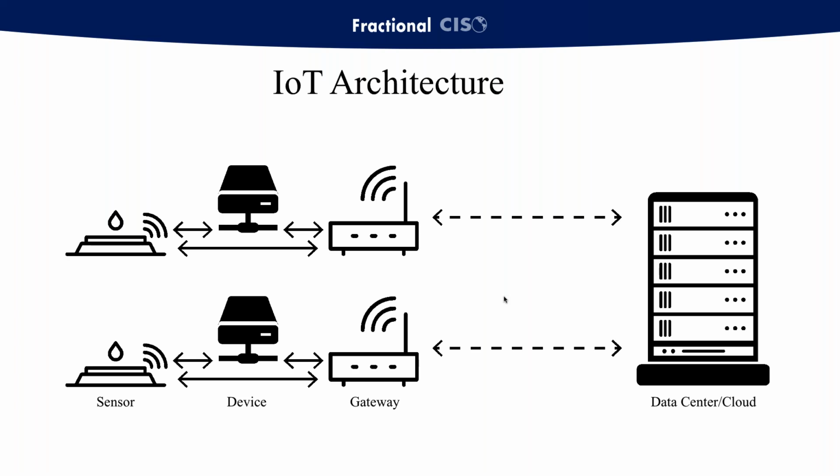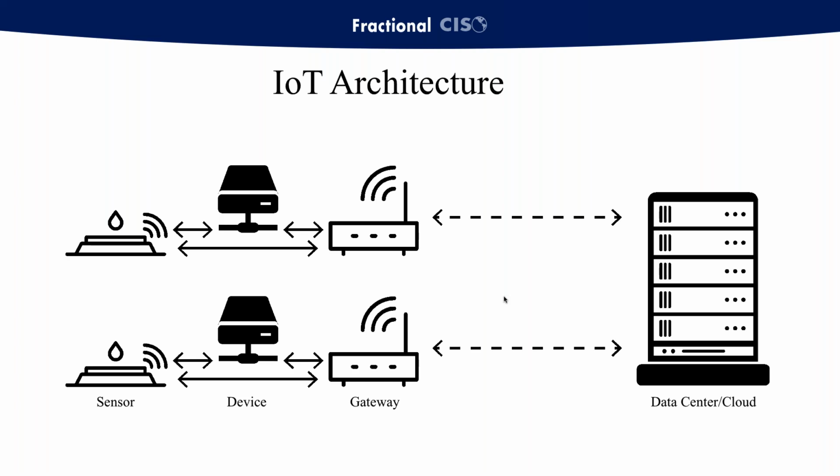Now, the device either has a gateway on it or is attached to a gateway in some way, and that gateway is what's communicating with our data center or our cloud. Right, and so the idea with IoT is you have many devices communicating with the server somewhere. So picture not just 2 devices here, but thousands of devices here.